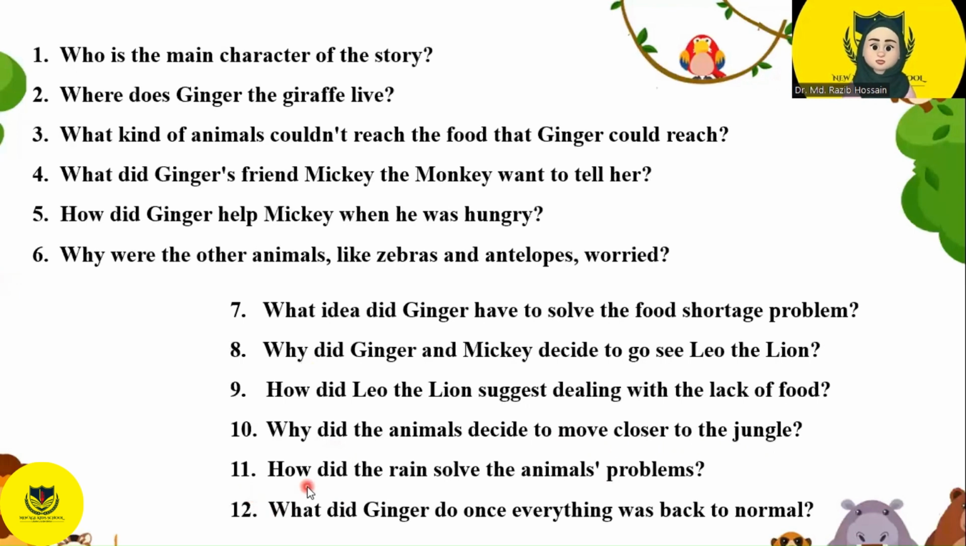11th question is, how did the rain solve the animals' problems?